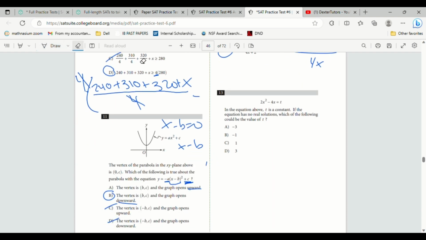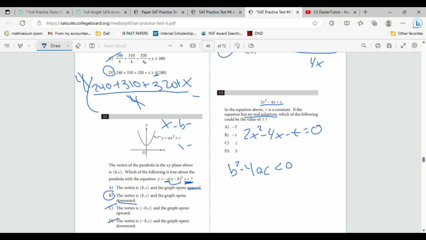Number 13. In the equation above, t is a constant. If the equation has no real solutions, which of the following could be the value of t? So for no real solutions, what that means is we're going to use our discriminant, b squared minus 4ac, and have it be less than 0. So we can rewrite our quadratic so that it equals 0. So 2x squared minus 4x minus t, because if you subtract t from both sides, equals 0.